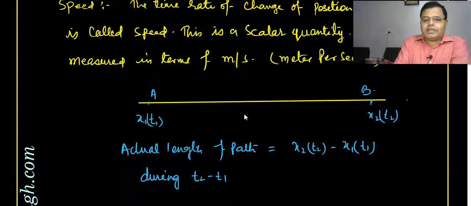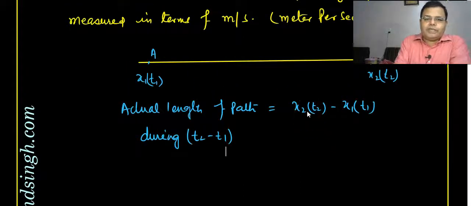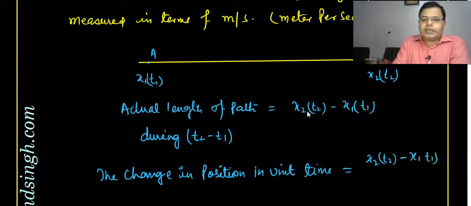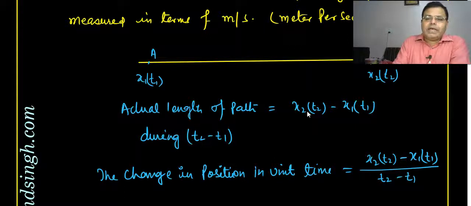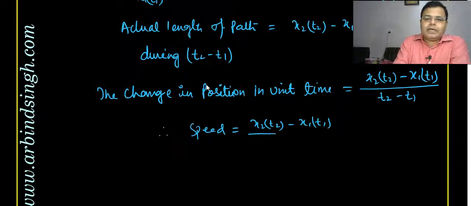So in this much time, position changes this much. To find the change in position in unit time, you need to divide. So the change in position in unit time is x2(t2) minus x1(t1) whole divided by t2 minus t1, and this rate of change of position in unit time is called speed. So this is the speed, all about the speed.